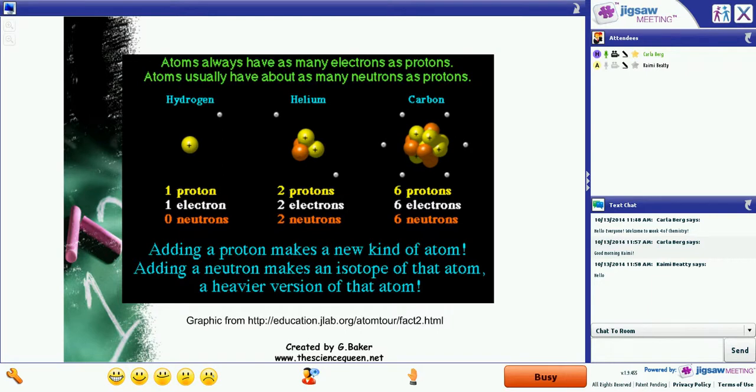Now, if you add a proton to any of these, you get a new kind of atom. If you add a neutron to any of these, you get an isotope of an atom. Now, if you added a proton to hydrogen, you would have a new element. If you added one to a neutron, you would just have a different isotope. Some isotopes are radioactive. Basically, an isotope is just a different version of the element.